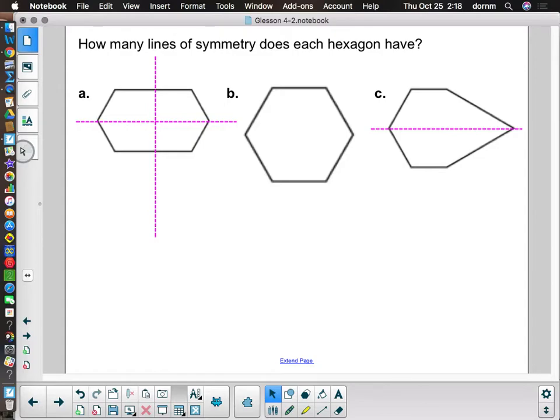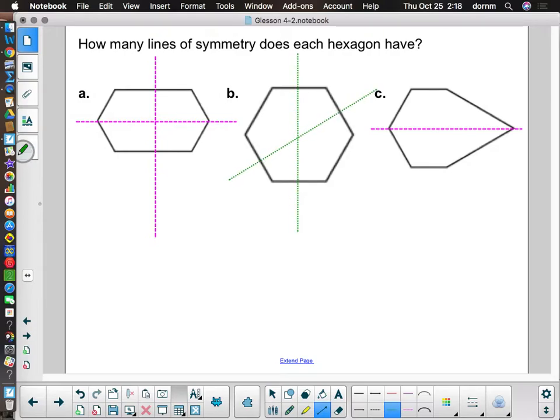B is really interesting. Because B is a regular polygon, I get lots of lines of symmetry. I get one here. I get one here. I get one here. I get one here.